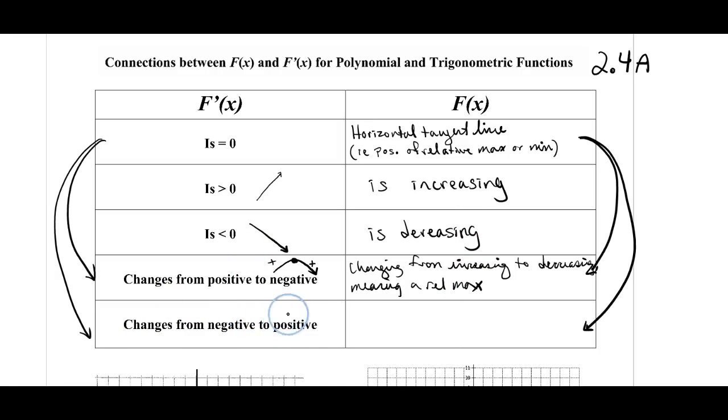Conversely, if my derivative or slope was negative, going down, and then changes to positive, then my function is changing from decreasing to increasing. I can see here that I'm going from a negative slope to a positive slope, a negative derivative to a positive derivative, so I'm creating a relative minimum.